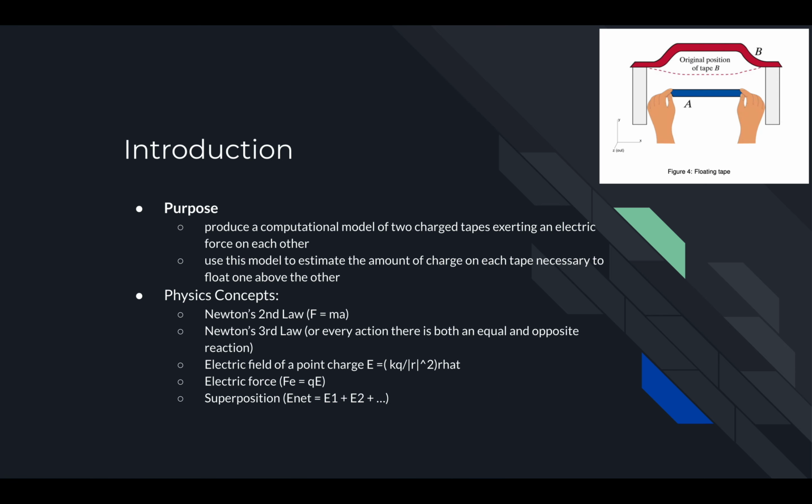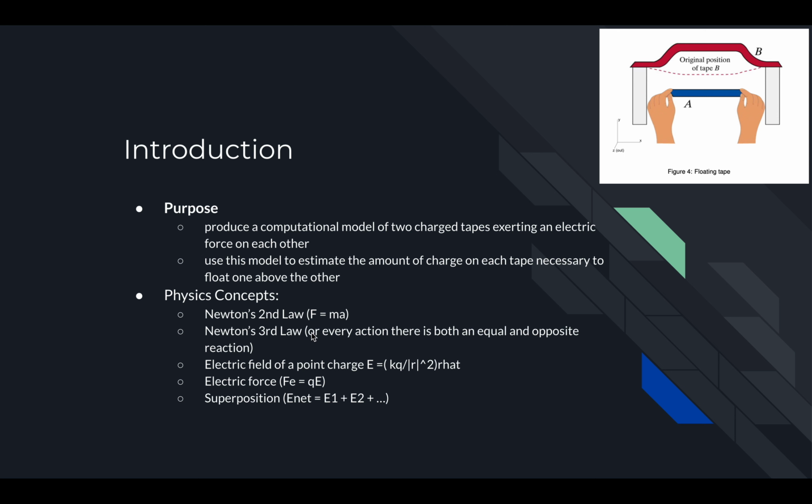The purpose of this lab was to produce a computational model of two line charges, or tapes, exerting electrical force on each other, and to use this model to estimate the amount of charge on each tape necessary to float one above the other. Some physics concepts that we used were Newton's second law, Newton's third law, the electric field of a point charge, electrical force, and the law of superposition.